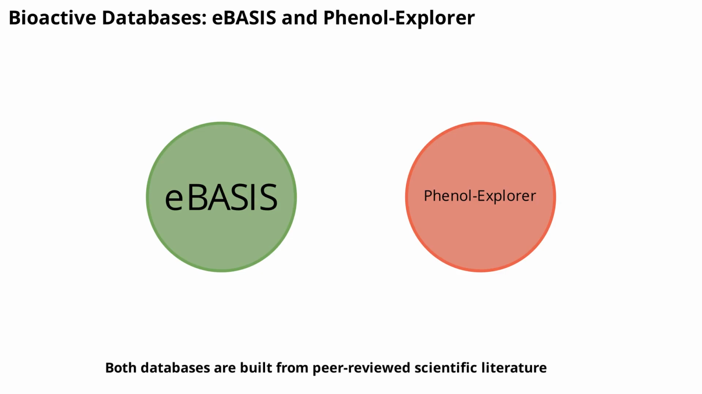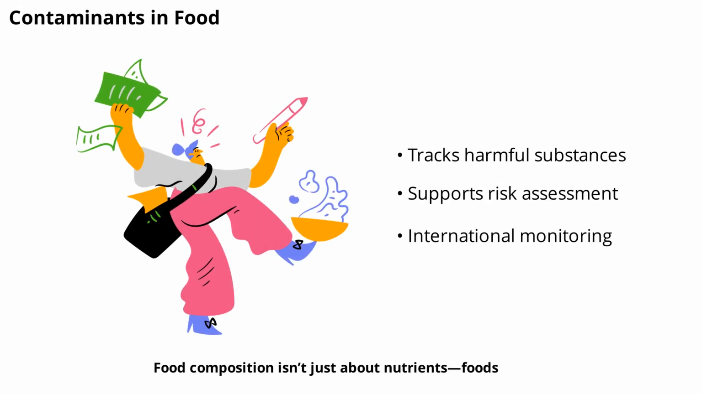Both databases are built from peer-reviewed scientific literature and provide valuable resources for researchers and nutritionists. Food composition isn't just about nutrients. Foods can also contain contaminants from the environment, production, or packaging. These substances, like heavy metals or dioxins, pose health risks if consumed in excess. Many countries monitor contaminants and set maximum intake levels.